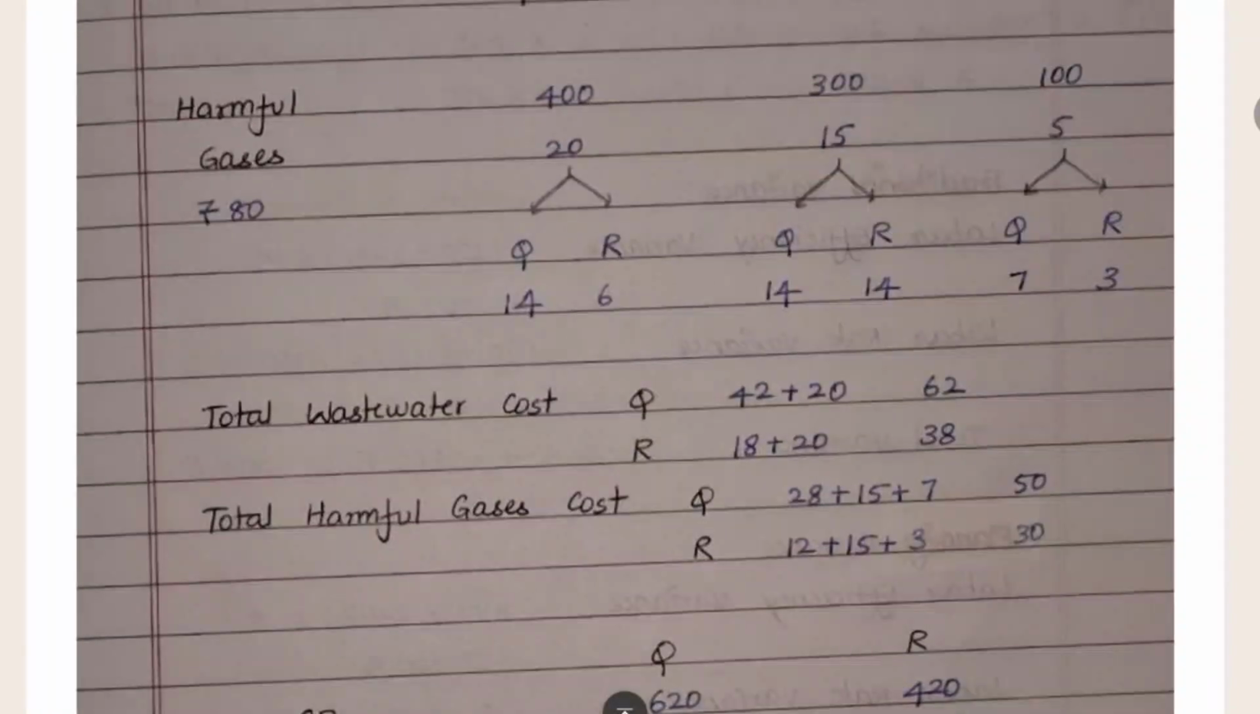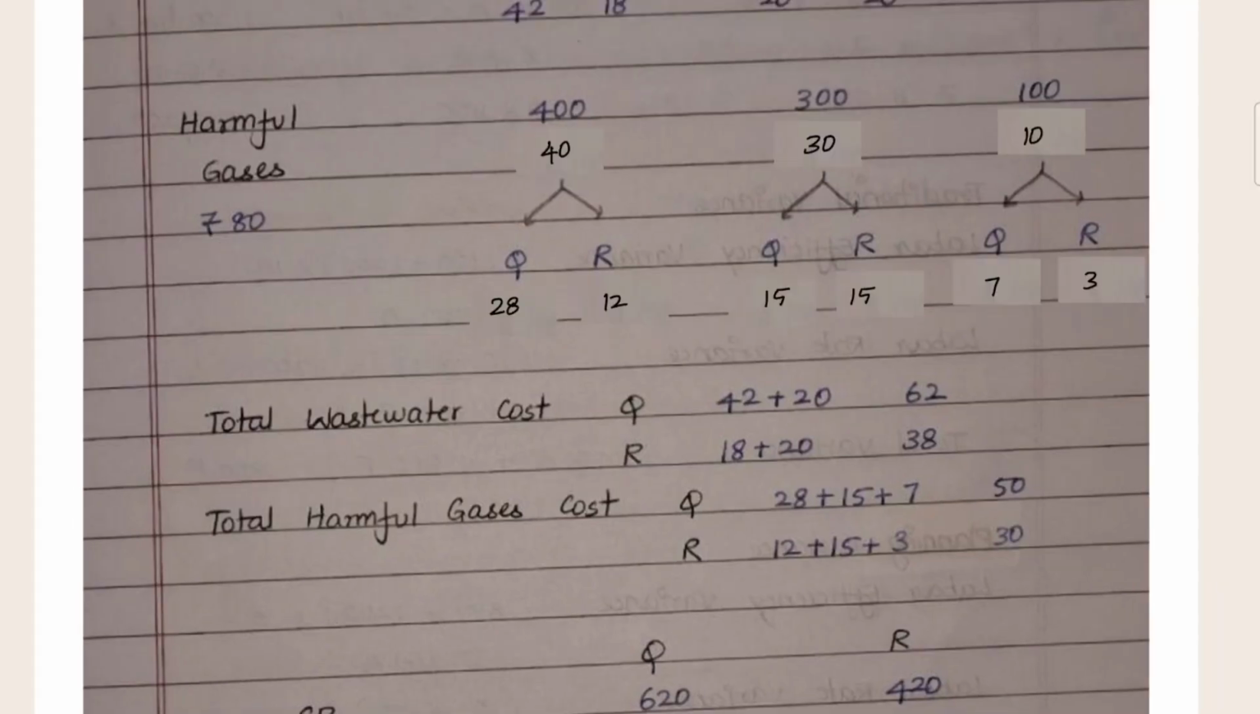Same like that, we have total harmful gases cost 80 rupees. That will first be allocated on the basis of 400, 300 and 100. It will be allocated to the process first. And from that process, they can allocate it to the products 70-30, 50-50, 70-30. Okay, now this is the working.